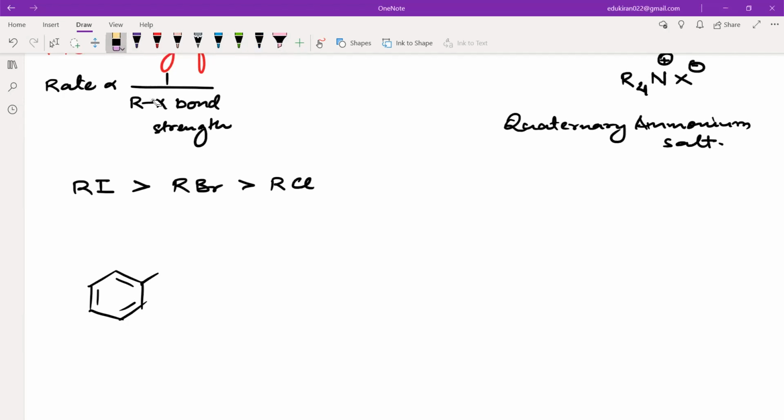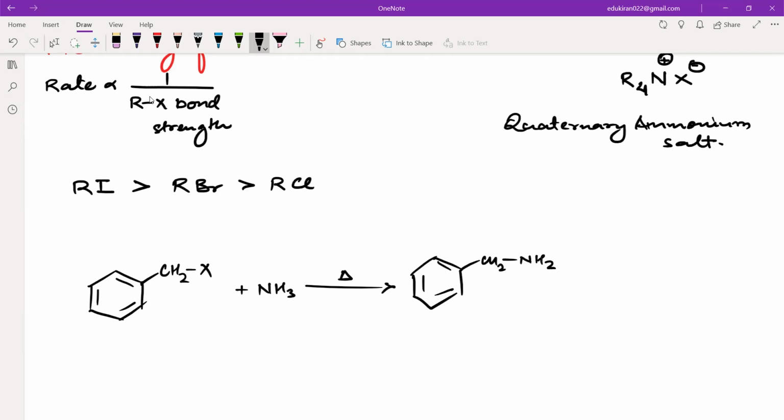What is benzyl halide? Benzyl halide, if you have CH2 and that is attached to an X. If I treat this with ammonia with some heat, then that X will be replaced by NH2. CH2NH2. So this is benzyl halide, and this is benzyl amine. This is benzyl amine. Okay.